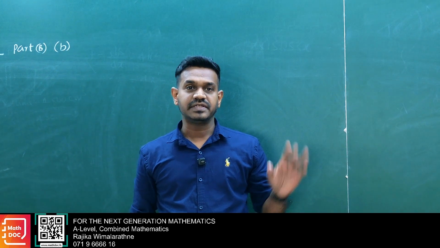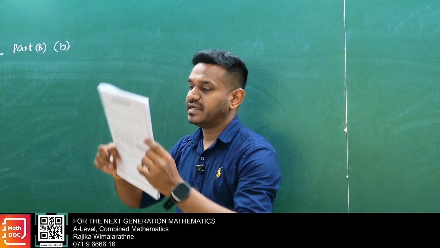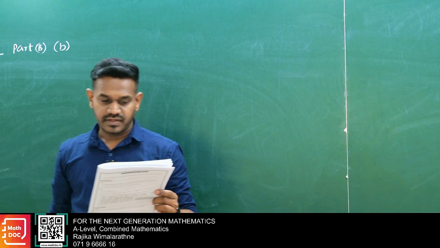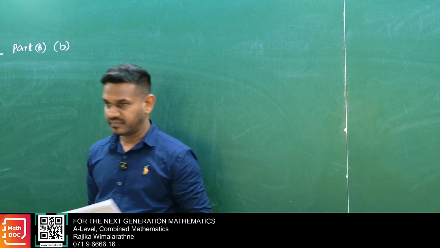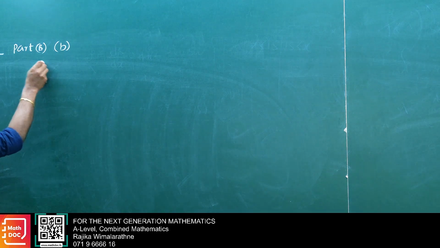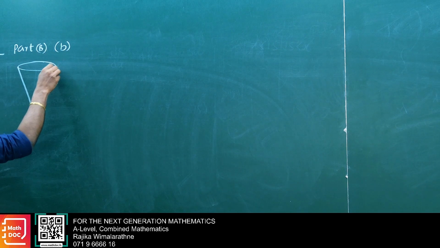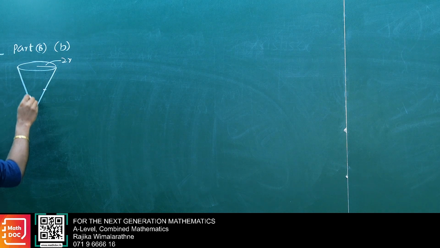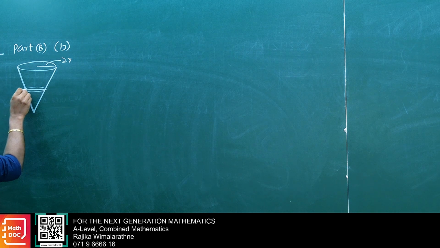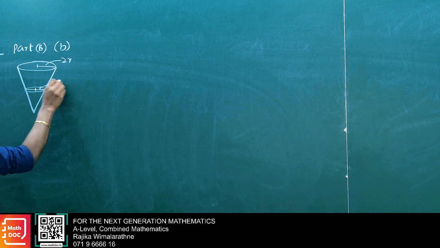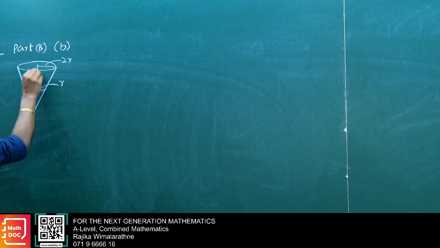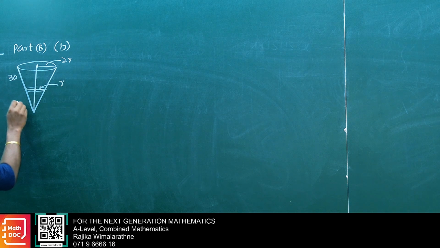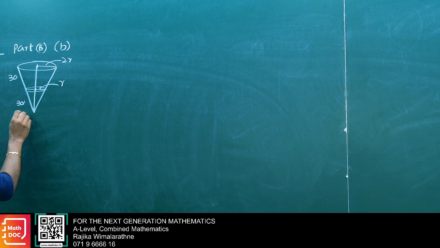Here, the shape we call the frustum is made by removing a cone from a cone. You remove a cone from a cone. Here the full cone has radius 2r. The other cone has radius r. Then it is bisected now. Here this length is 30, this length is 30 centimeters.